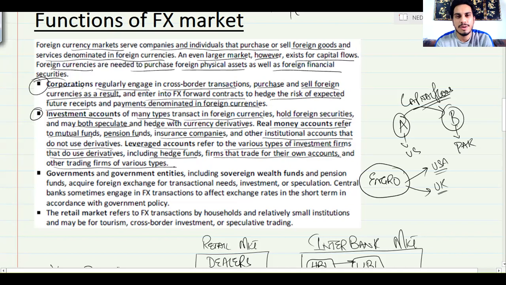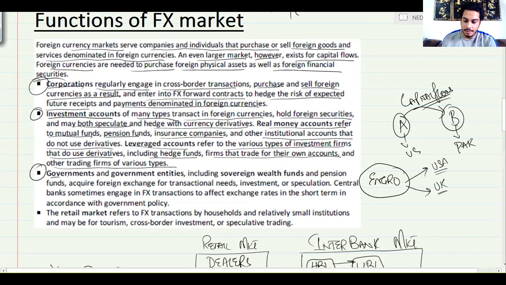Just to cut it short, simply there are various types of investment accounts. Like you might have an investment account in order to invest in international equities, international fixed income, international derivatives. The term derivatives will be clear in the financial risk management lecture. So again, what do you want? You want to convert your currency into another currency. And for that, you need a foreign exchange market.